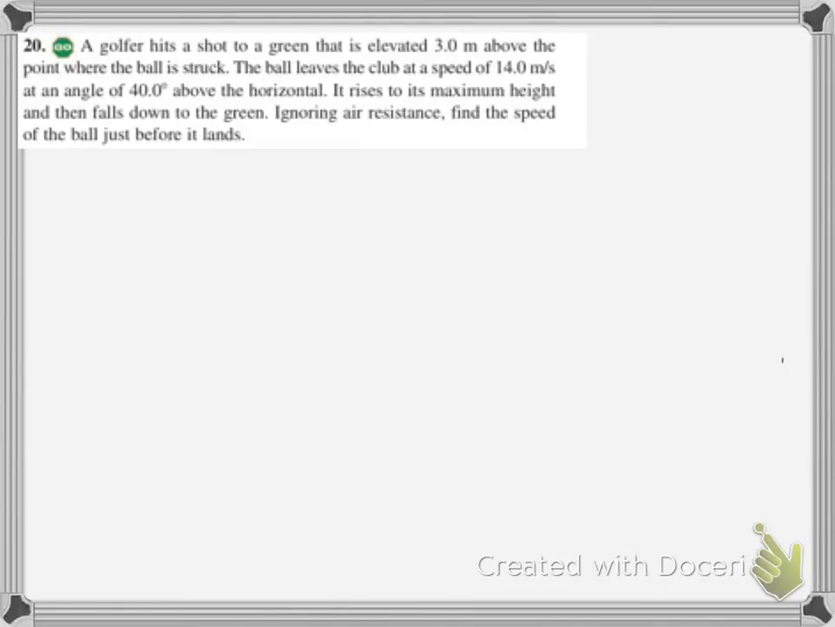Okay, so question 20 says a golfer hits a shot to a green that is elevated 3 meters above the point where the ball is struck. The ball leaves the club at a speed of 14 meters per second at an angle of 40 degrees above the horizontal. It rises to its maximum height and then falls down to the green. Ignoring air resistance, find the speed of the ball just before it lands.